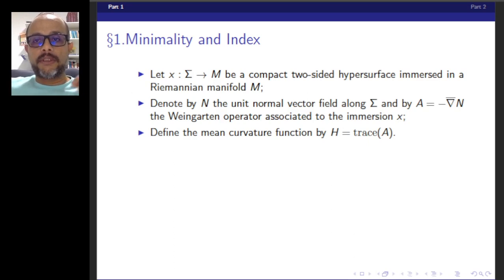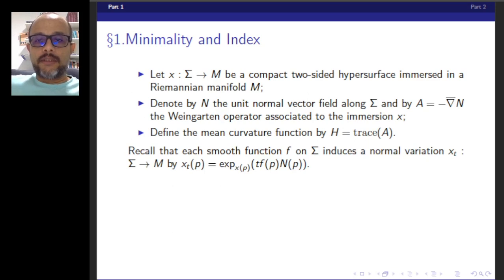I will consider an immersion of sigma in M. Sigma is a compact two-sided hypersurface in M. I will denote by N the unit normal vector field along sigma, and by A its Weingarten operator associated to the immersion. And finally, the mean curvature function is the trace of the Weingarten operator.